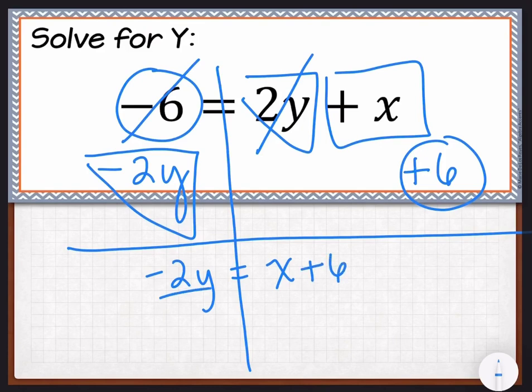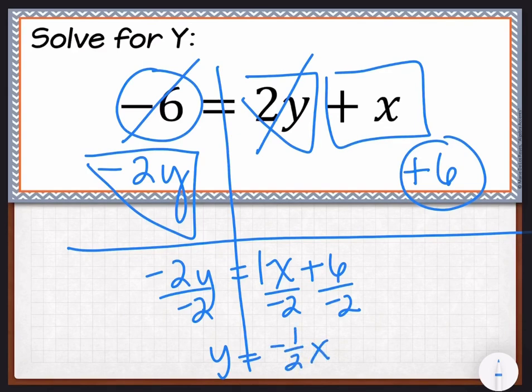Last step, divide by negative 2. And I get y equals, this is actually 1x, so that's negative 1/2 x. Positive 6 divided by negative 2 is negative 3. So my answer is y equals negative 1/2 x minus 3.